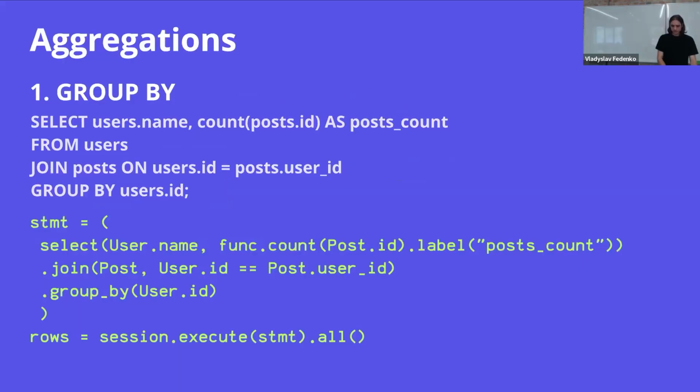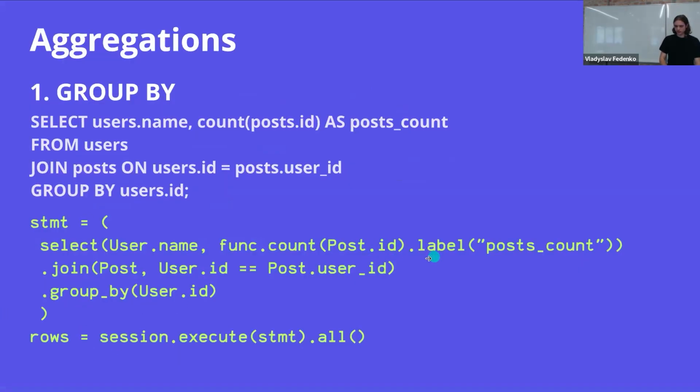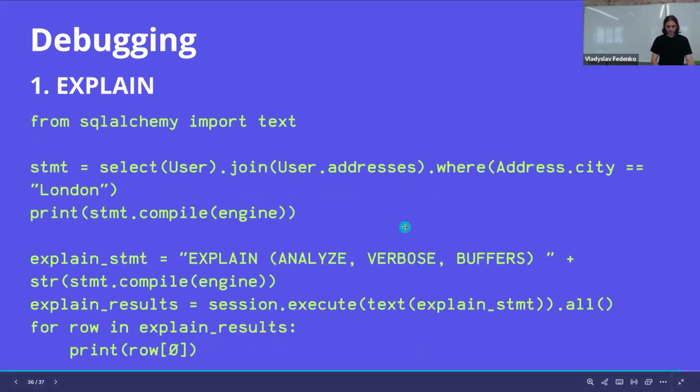Aggregation is the same here. We have group by. Also, we can set a label, which is a representation of the AS parameter. Yeah, so like this. For count, we have func.count inside SQLAlchemy. So everything works pretty similar. Same with sorting. Ascending, descending, we can see that order by, asc, desc.